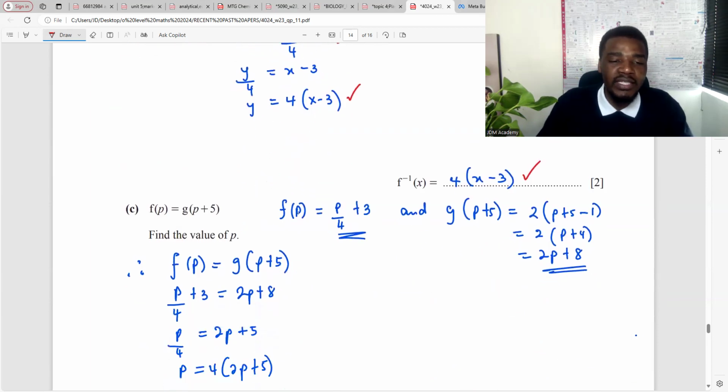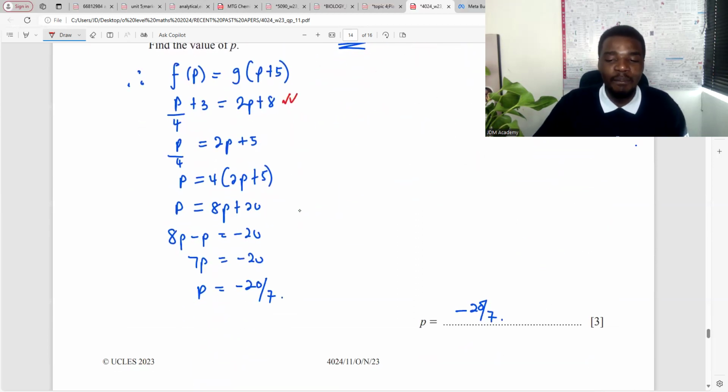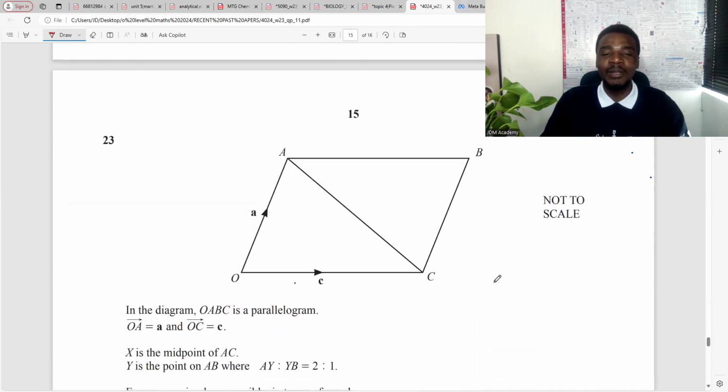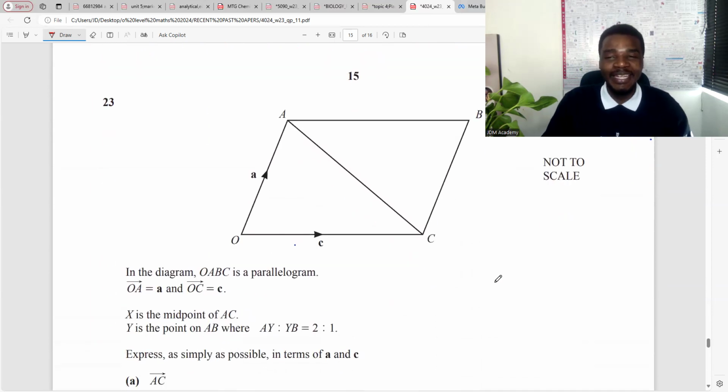We've also looked at the question where they say find the value of p if f of p is equivalent to g of p plus 5. So we started by calculating f of p, and we also calculated g of p plus 5, and then we equated the two results and solved for p, where p came as minus 20 over 7. So for today, let us quickly extend our understanding by looking at question number 23.